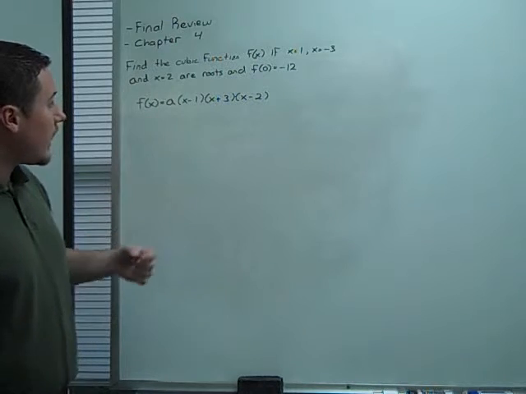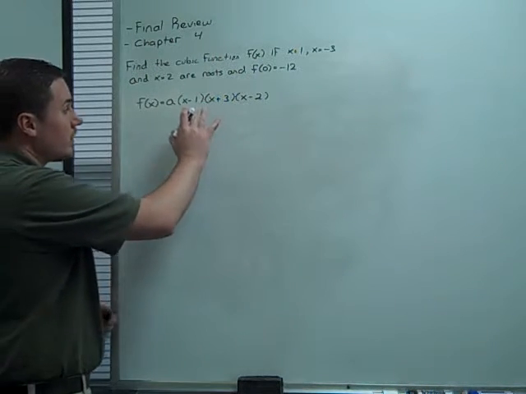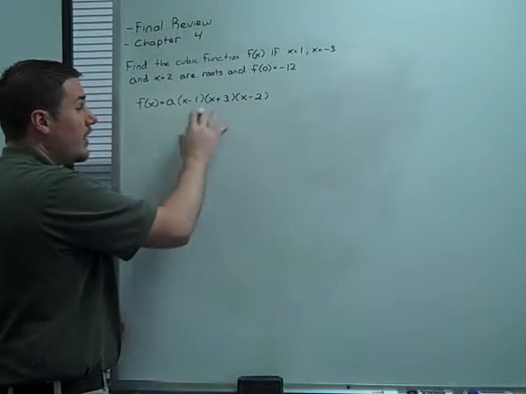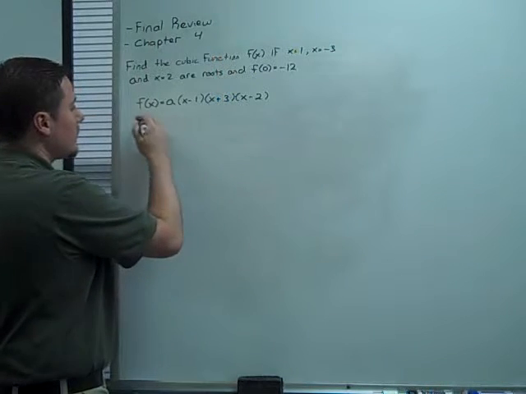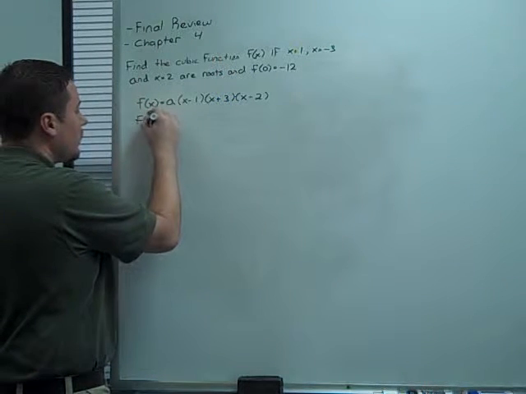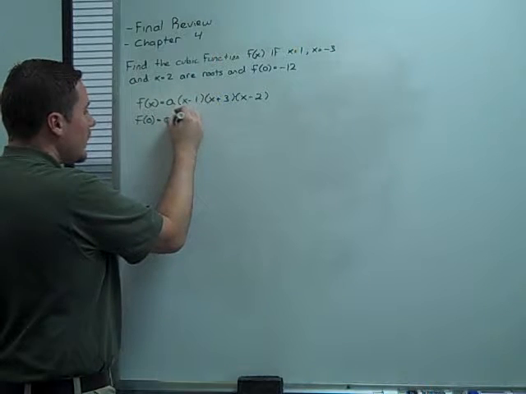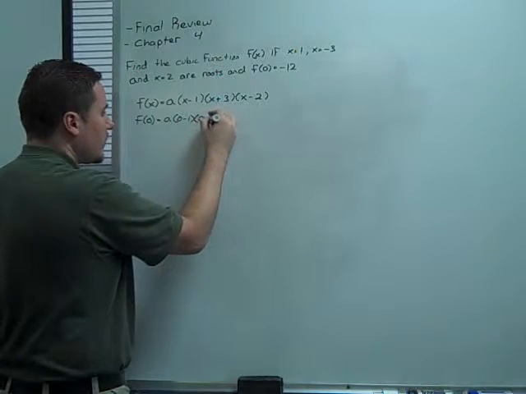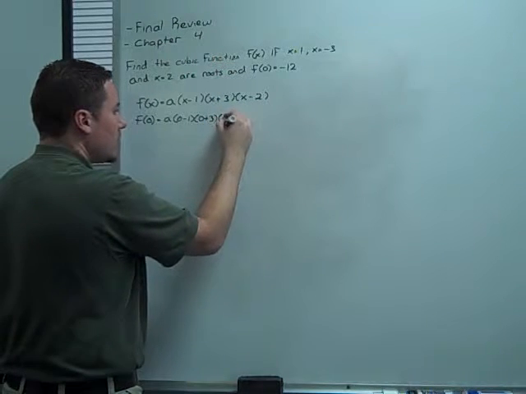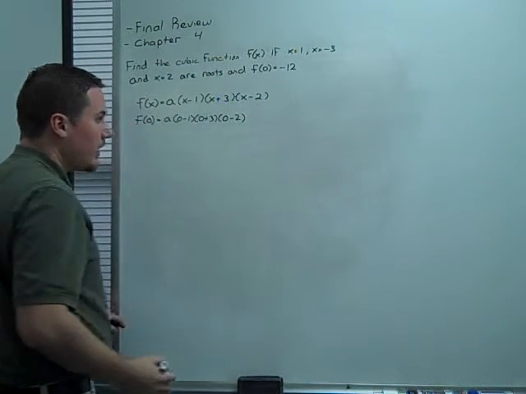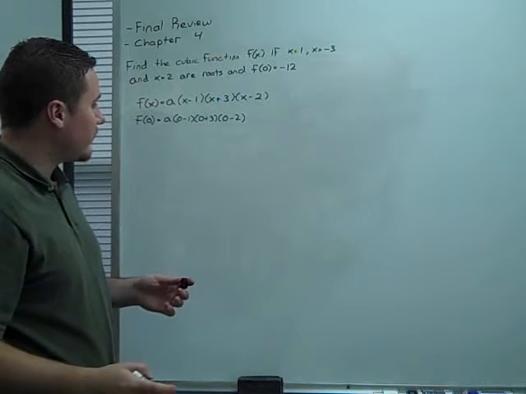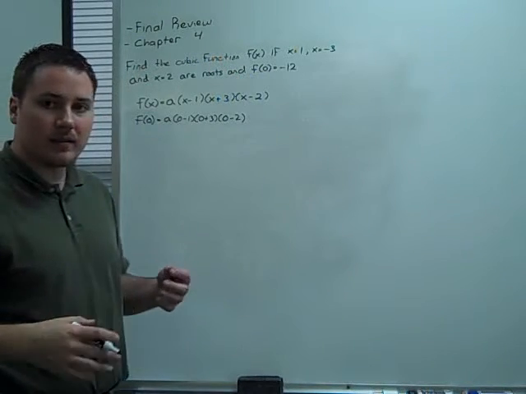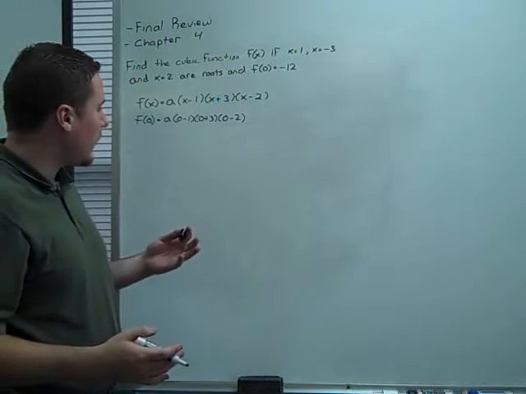The question is, what's a? Now, some of you are going to go to great lengths to expand on this. I'm okay just leaving it like this. F of 0 is going to equal a times 0 minus 1 times 0 plus 3 times 0 minus 2. Now, that gives us the advantage of not having to multiply things until we have to.